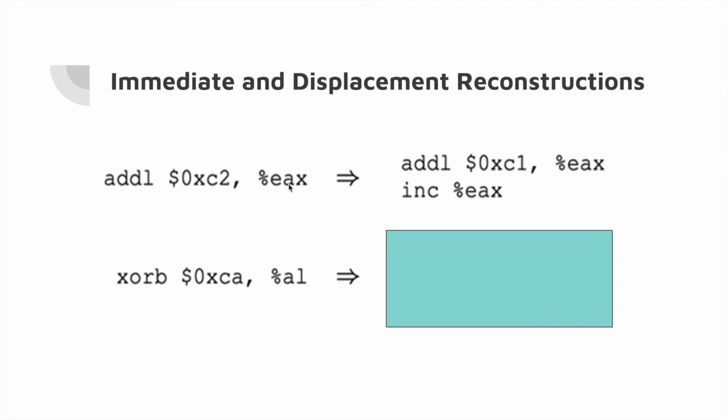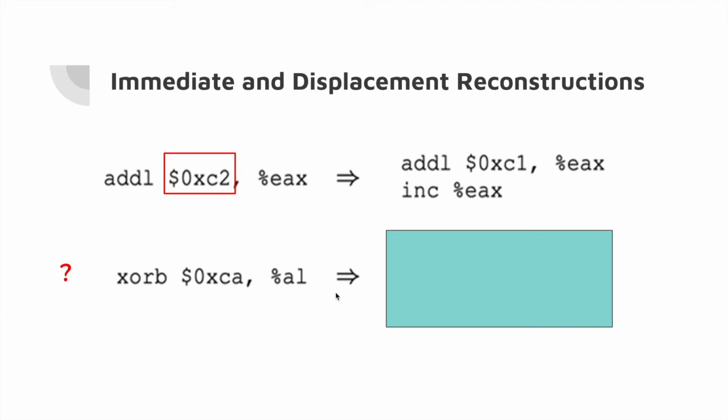Let's look at this example. By itself, add 0xC2 to EAX simply adds 194 to whatever is contained in the register EAX. However, this code is vulnerable to ROP because it contains an explicit 0xC2, and 0xC2, despite being by itself, could be interpreted as a return. So how should we fix this? To avoid an explicit 0xC2, we could instead alter the instruction to add 0xC1 first, and then increase EAX by 1.